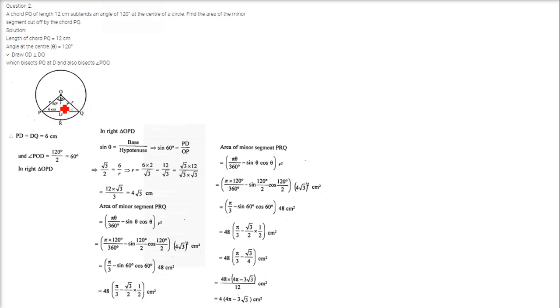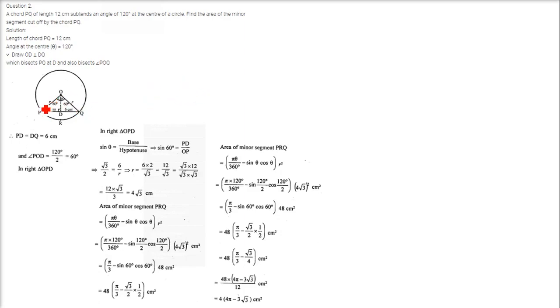A chord PQ. So here we have a chord PQ, and it is of length 12 centimeter. It subtends an angle of 120 degrees at the center of the circle. Find the area of the minor segment cut off by the chord PQ. Now you can directly use the formula, this one, pi theta by 360 minus sine theta cos theta r square. You can directly use it. But for this, because the angle is given, we need the radius also, and the area of the triangle can also be known.